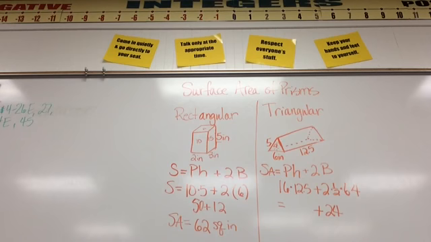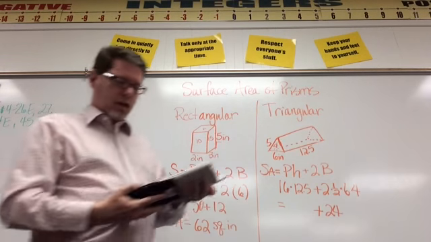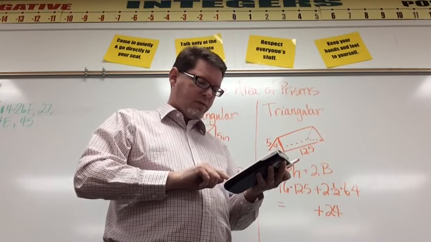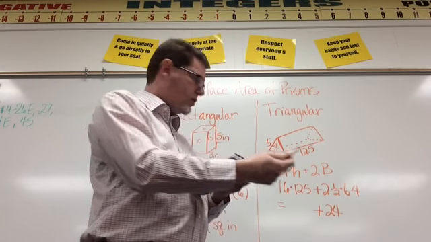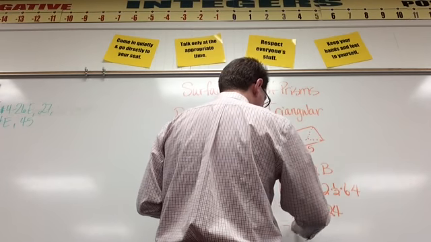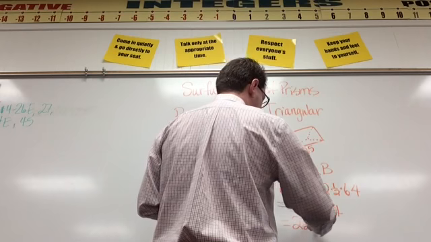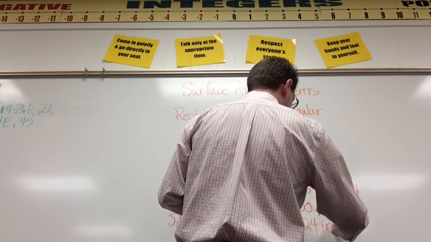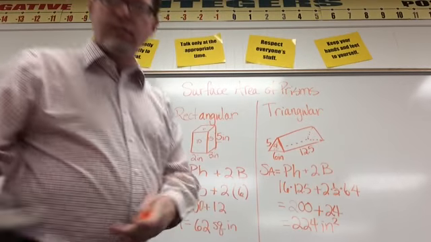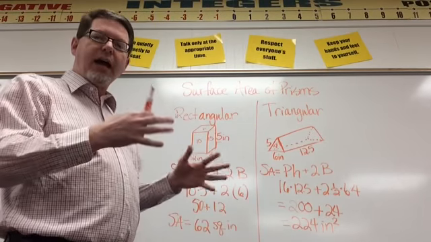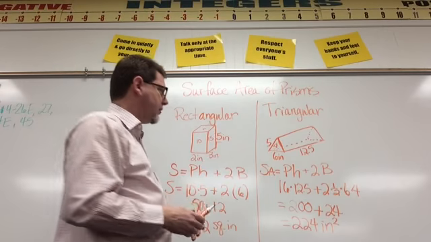I'm back, and we have 16 times 12.5 is 200. So the surface area of this triangular prism is 224 inches squared. Now, let's look at this again and figure out if I added all the sides together, would I get the same thing?